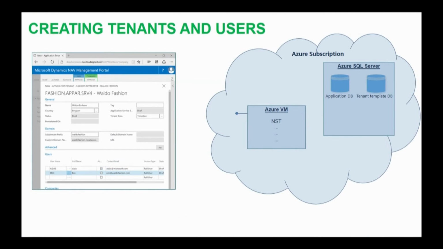So here I have shown more or less what we had before. We had a VM with NAV installed on it, and we had the two databases. Then Aida specified the details for her new tenant, Waldo Fashion, and clicked provision. So what happens at that point? Well, a tenant needs a separate database. So the first thing we do is create a copy of the tenant template database for this new tenant. This is a pure database operation that doesn't involve NAV at all.